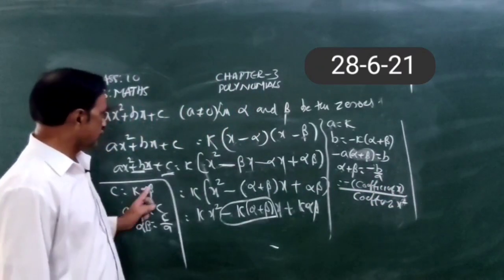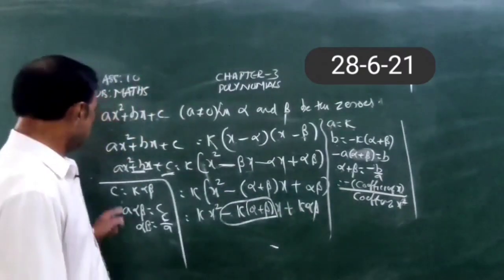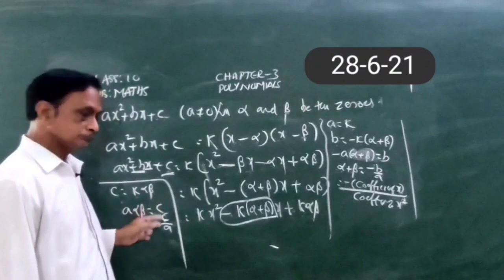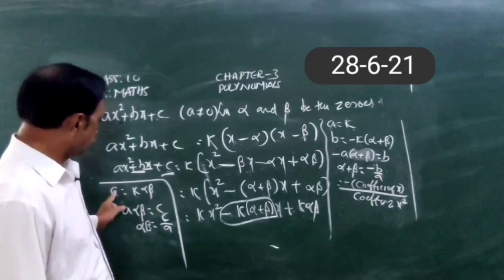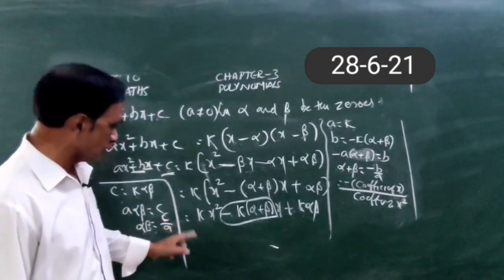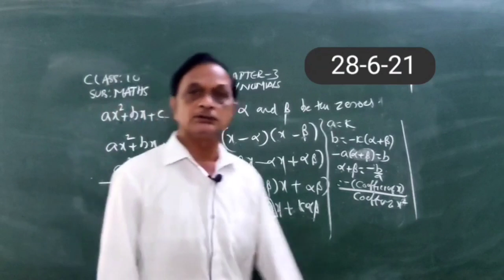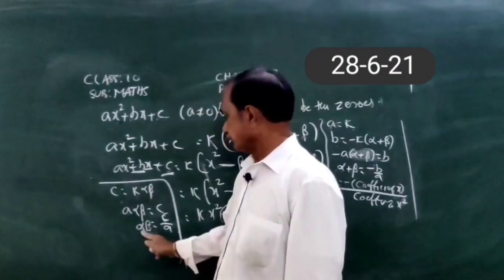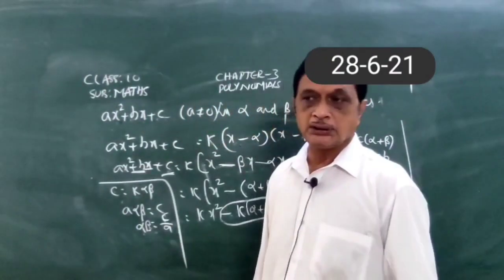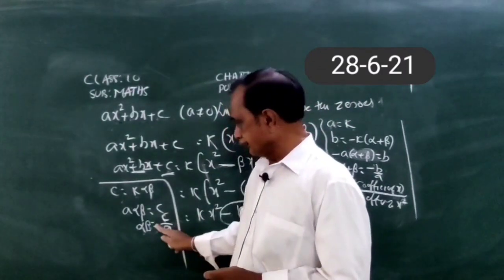Now, C, here what is constant here? Here constant is what? C equal to k alpha beta. So put k equal to a, alpha beta equal to c, alpha beta equal to c by a. Alpha beta means, if alpha and beta are the zeros, alpha into beta, nothing but product of the zeros is obtained as c by a.